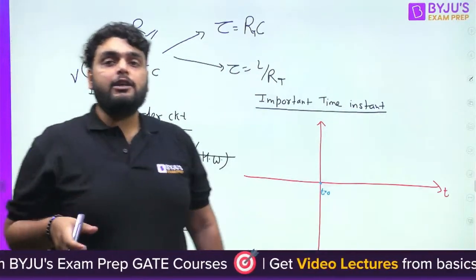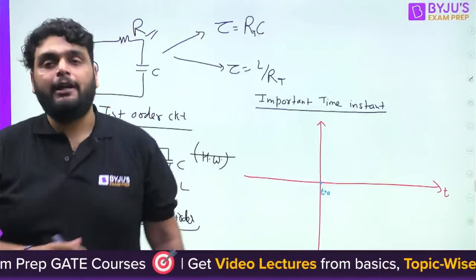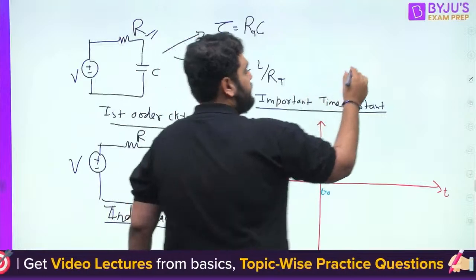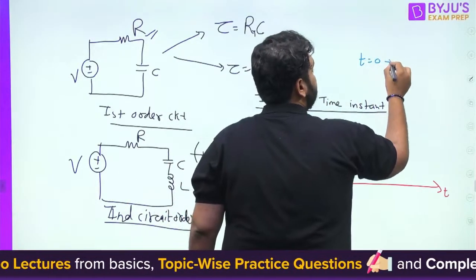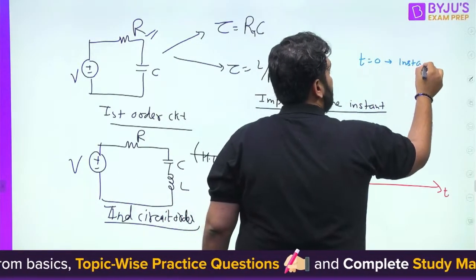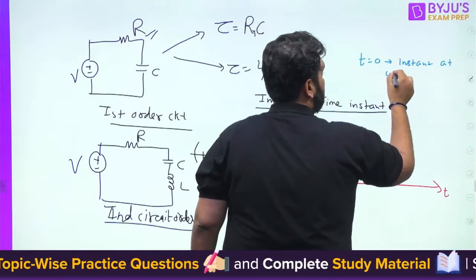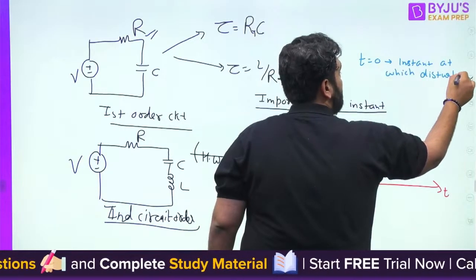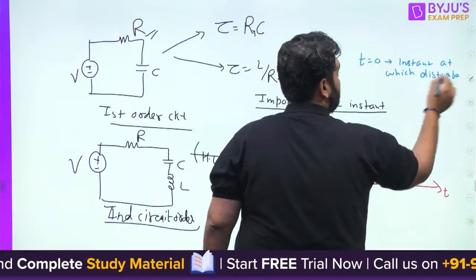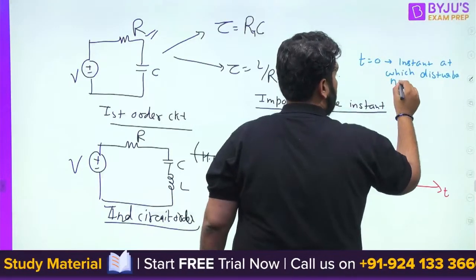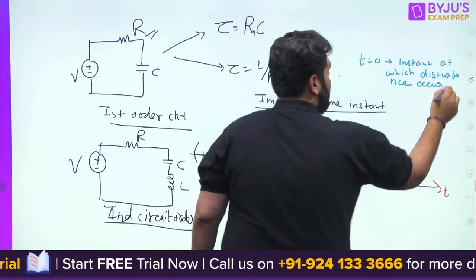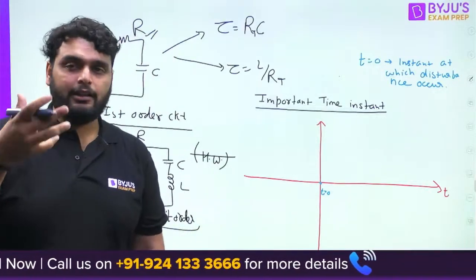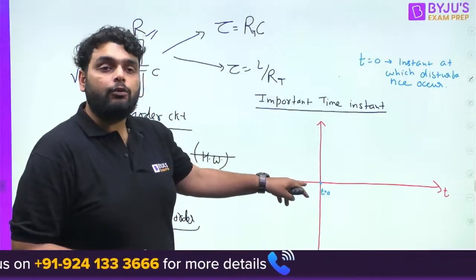Now beta, what is the t equal to 0? Resonance. No beta, not resonance. What is the t equal to 0? T equal to 0 is the instant at which the disturbance occurs. So whenever I'm going to provide a disturbance like switching on, switching off, short circuit or anything else, that instant is known as t equal to 0.